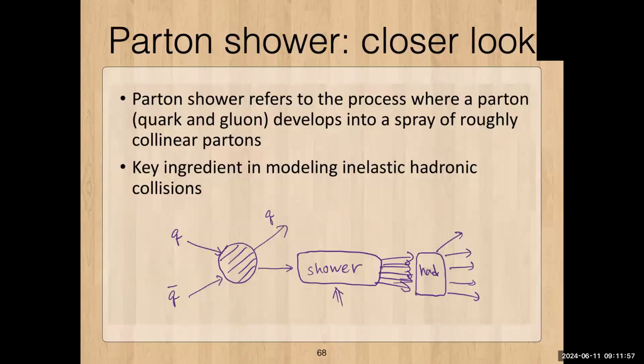Now let's look a little more closely at how they look and how we can understand them. To model it, people use something called the parton shower. The parton shower refers to a process where you have an initial particle, a gluon, and then it develops a bunch of particles. This process is the parton shower, and it is a key ingredient to model almost everything. As long as you have quark or gluon final states, you will have jets.